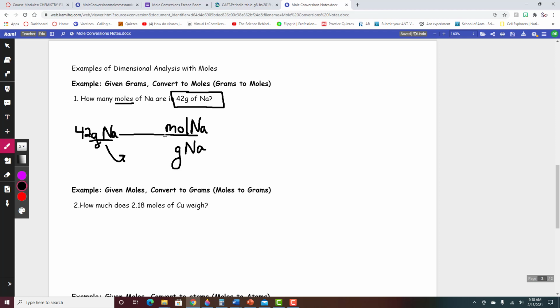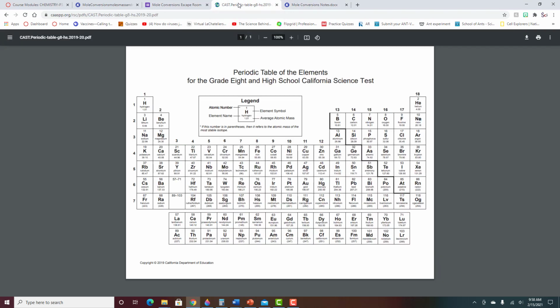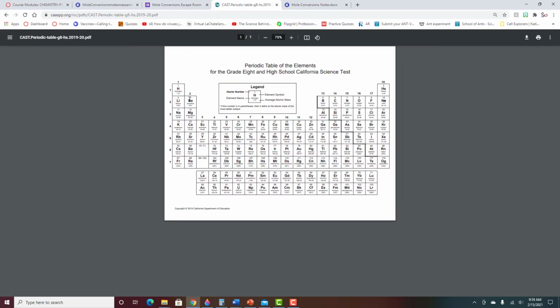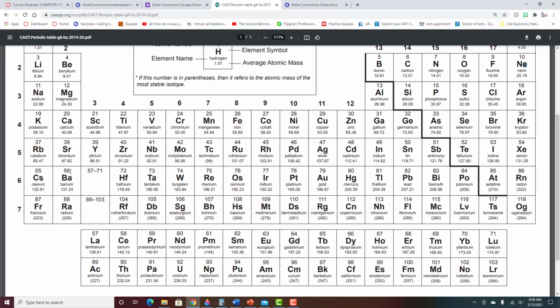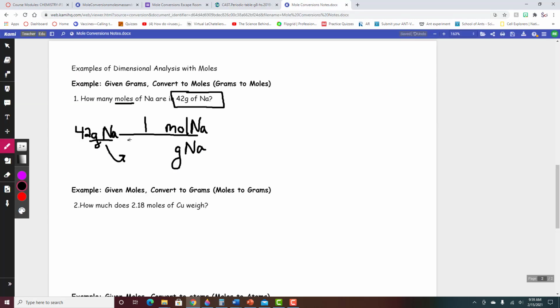Alright, now you have to go to those things you have to remember. So moles of Na, remember you write a 1 in front of mole. Mole always goes with 1. For grams, you're going to go to the periodic table to get grams. Grams comes from the periodic table. So I come into my periodic table. If we all use the same periodic table, we'll all get the same answers. So sodium here is 22.99. So I go back here and I put 22.99 for its mass.